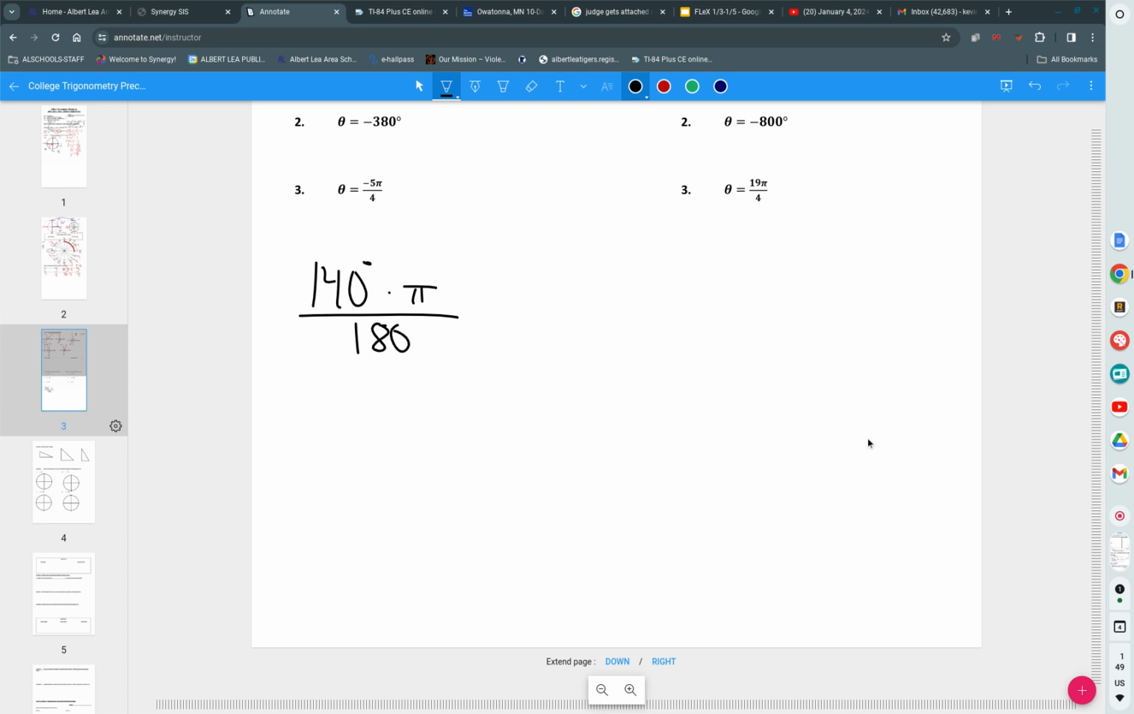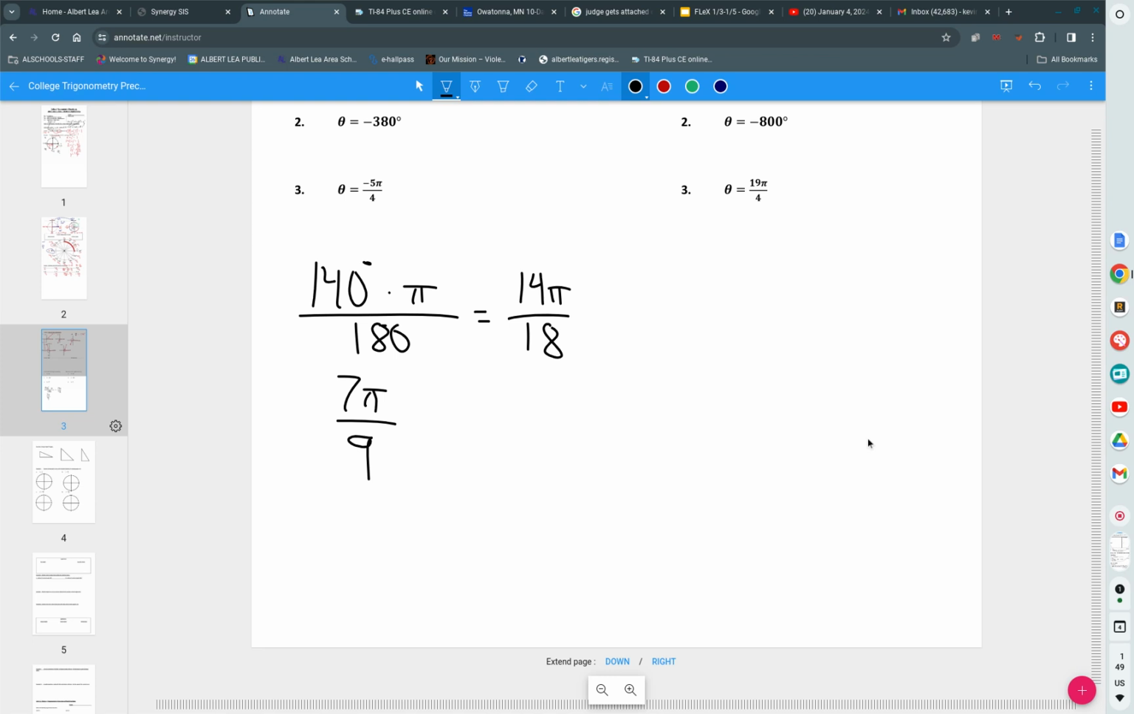Please try to do it without a calculator. If you have to go to a calculator, so be it. But what do you notice that they're both divisible by? 10. So you get 14 pi over 18. And then 14 and 18 are both divisible by 2. So you get 7 pi over 9. If you could do it without a calculator, it would be to your benefit.